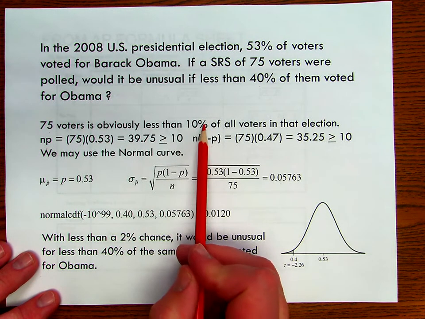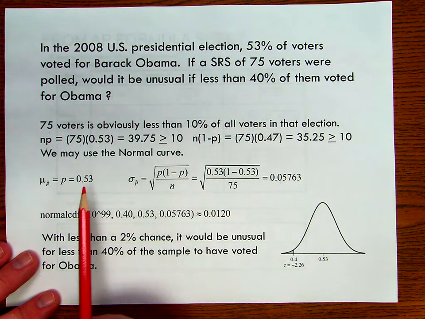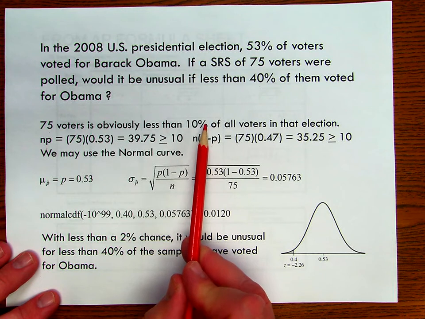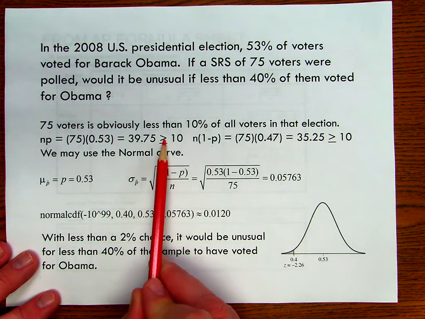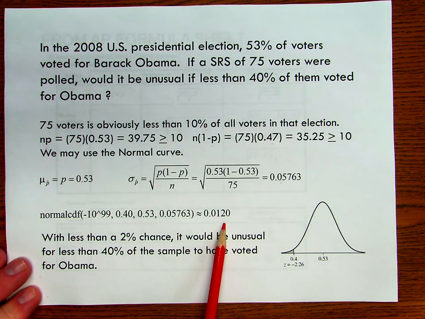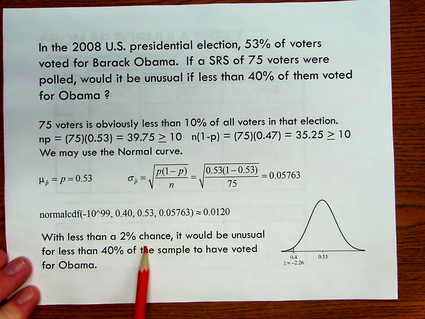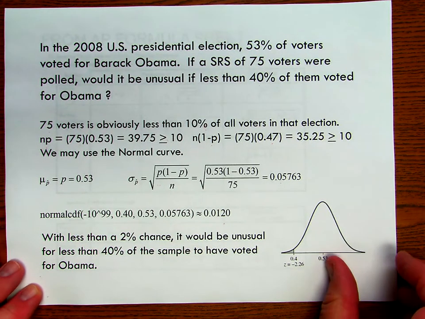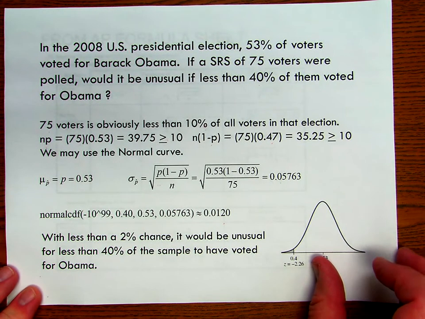The 10% condition is what allows us to use the normal curve. No, 10% rather is what allows us to use, I said it backwards again, I apologize. The 10% is what allows us to use this formula. The np and nq check is what allows us to use the normal curve. So we get only about a 1.2% chance of that occurring. So with less than a 2% chance, you can classify it as unusual that less than 40% of the population voted for Obama.